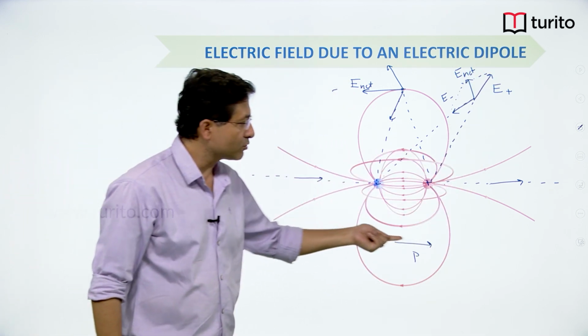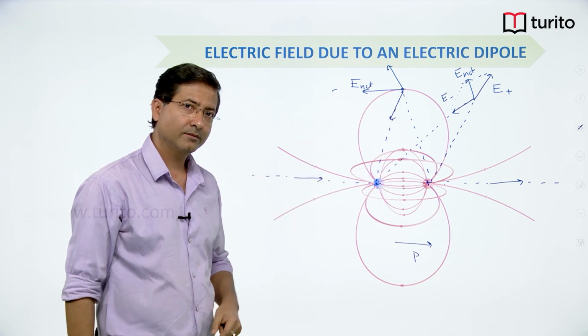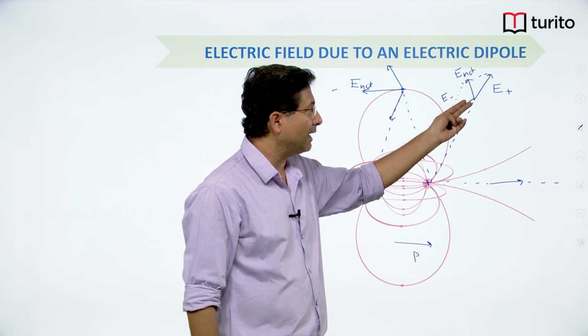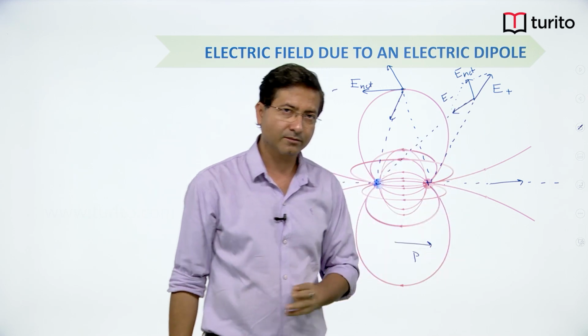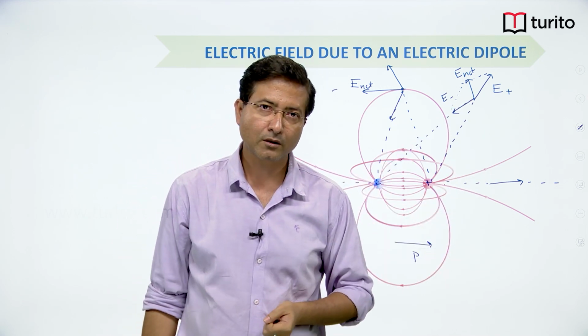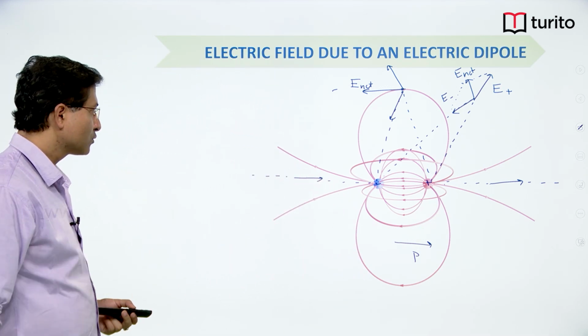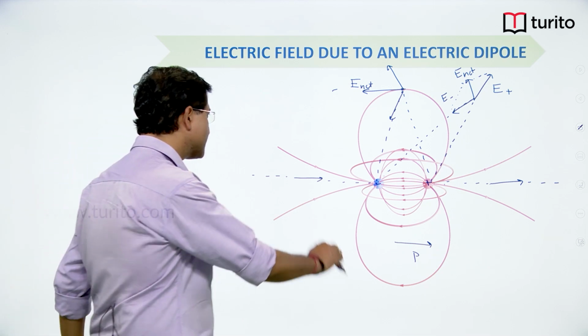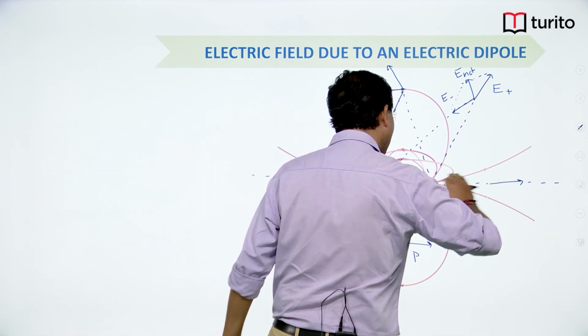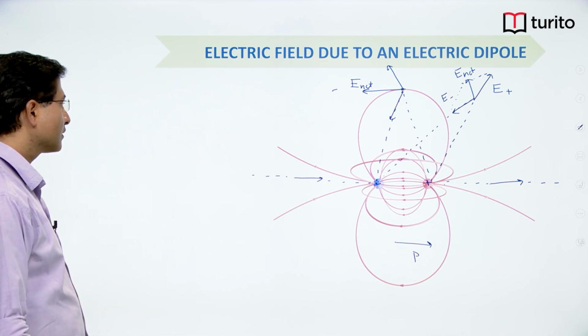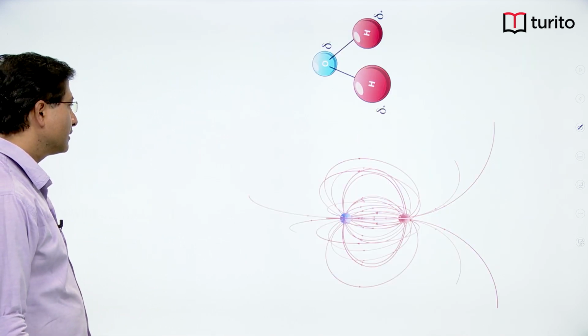Which is coming opposite to the dipole moment. So we are interested in finding the field at any general point in space due to an electric dipole. So let us see how to find out. First we will see what would be the field on the axis of the dipole, right.